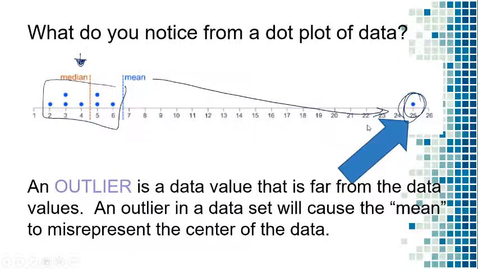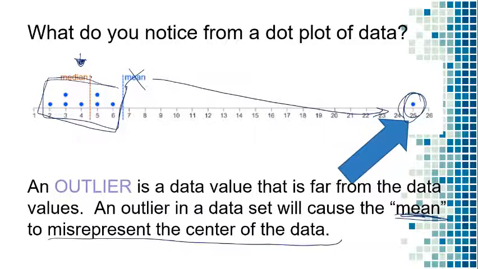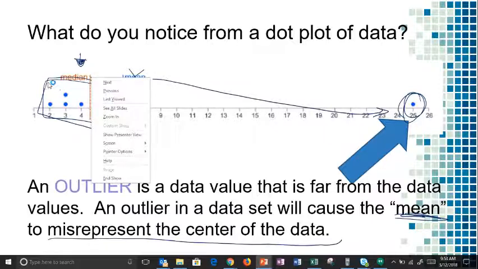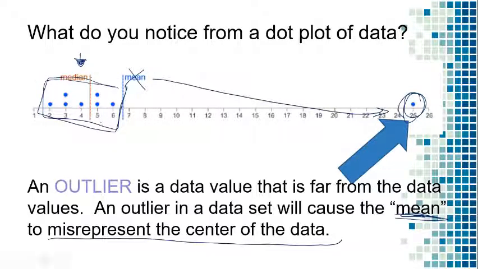Okay, so this outlier is a data value that is far from the data. An outlier in a data set will cause the mean to misrepresent. The mean gives a false sense of what's happening in this data set. So in this case, we wouldn't want to use the mean because 25 doesn't really describe what's going on with the majority of the data. The median of 4.5 would be a much more accurate description of the majority of this data set.